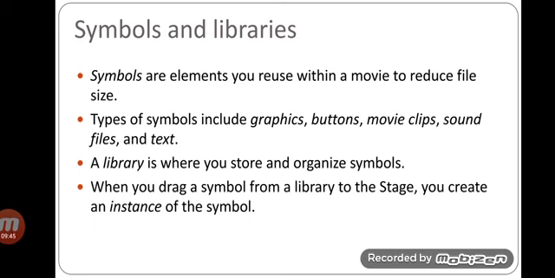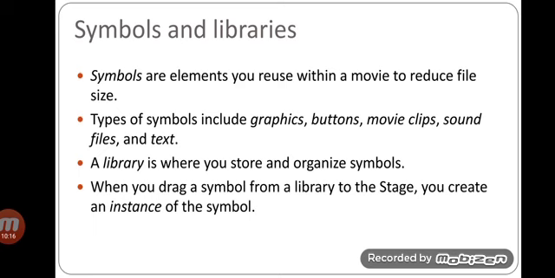So next we have instances. With this word symbol, we mostly use the word instance. Instances can have their own independent properties like color, size, functions, etc., different from the original symbols. All symbols used in a Flash movie are stored in the library, from where you can drag and drop new instances of the symbol into your movie.